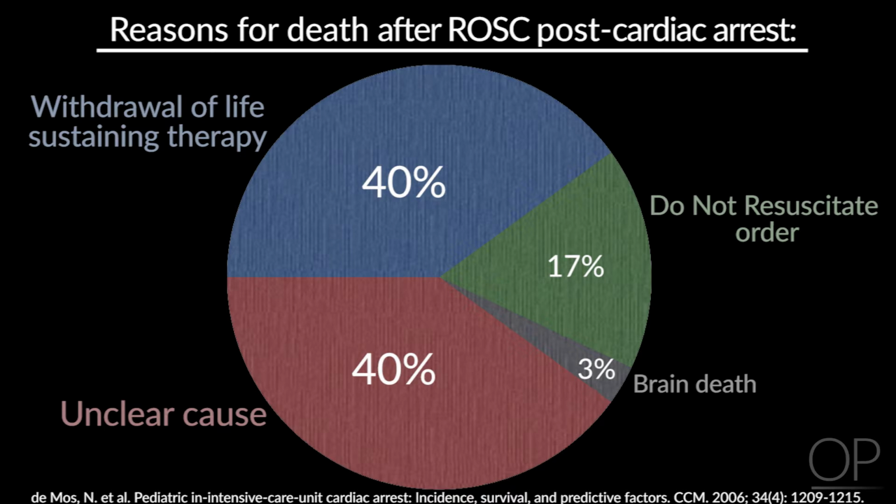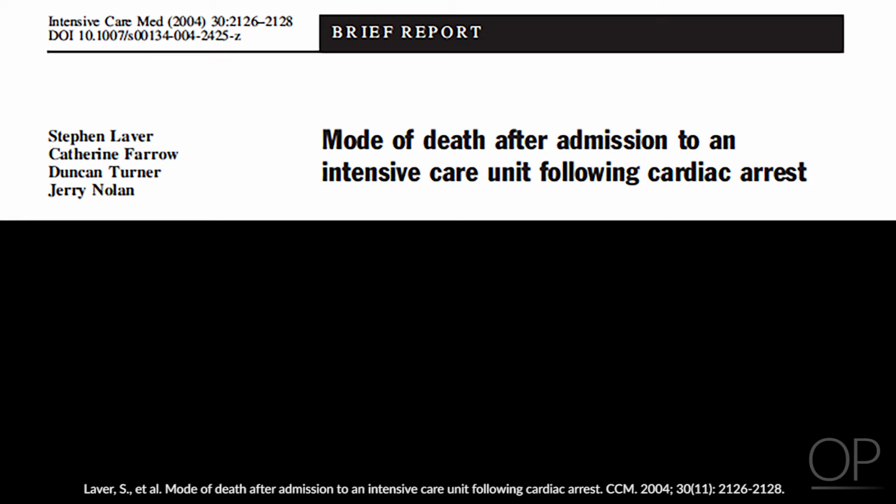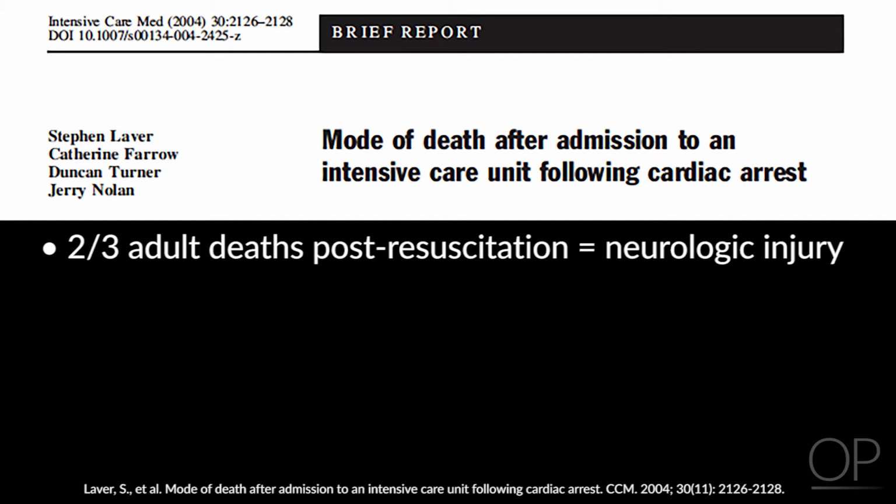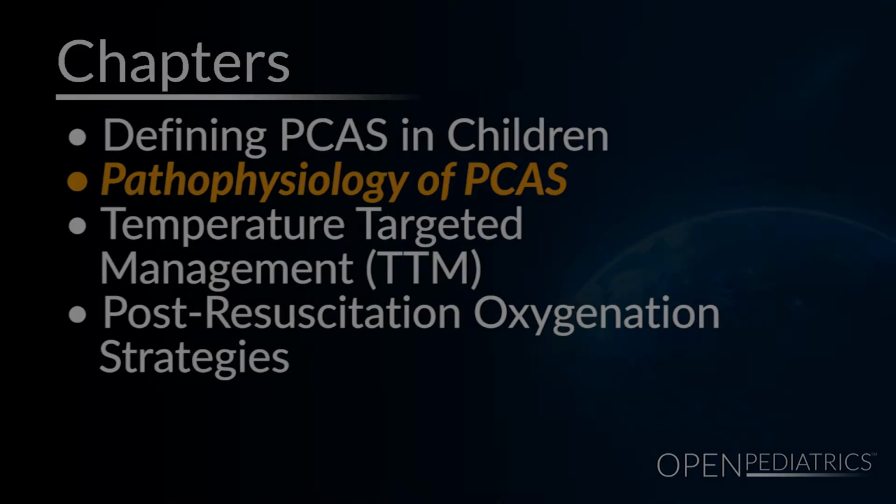From the adult data, we do know that 2/3 of all adult deaths in the post-resuscitation period are a result of neurologic injury. So we're left wondering whether the majority of those pediatric deaths are likewise associated with decisions made based upon patient neurologic injury. But we do know, at least anecdotally, that there are patients that also die with refractory heart failure, or even multiple organ dysfunction syndrome.